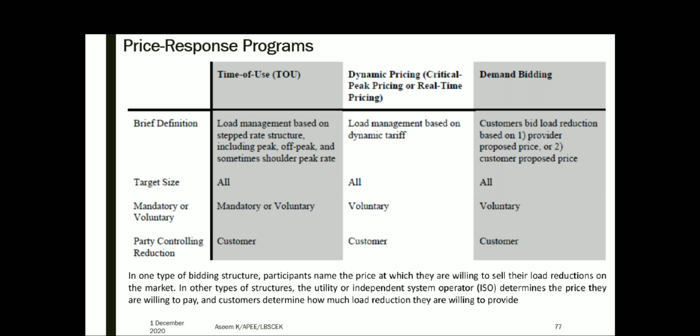Then critical peak pricing is a variation of time of use pricing tariff that tries to reflect the uncertainty and volatility of electricity supply cost. So during the peak hours they will charge the maximum.